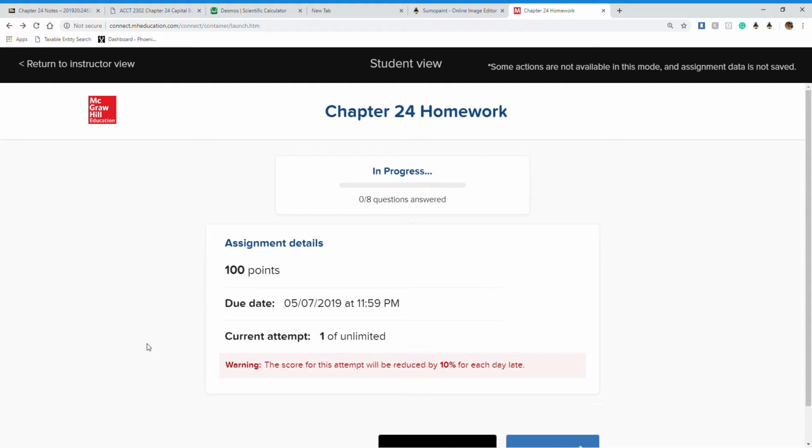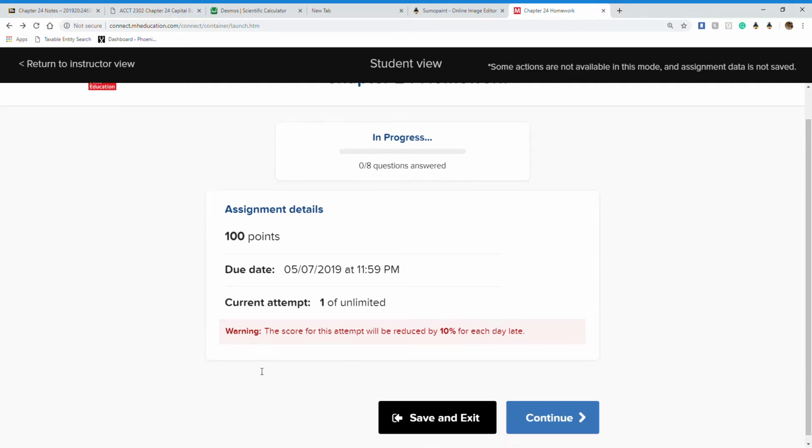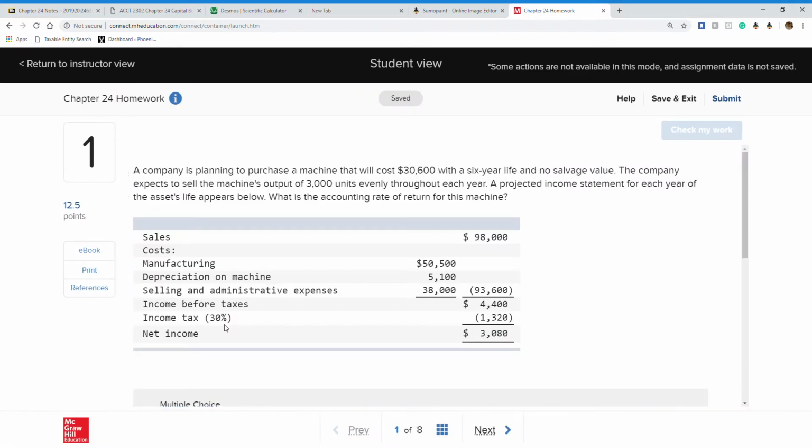So, without further ado, we're going to go ahead and hit up chapter 24. Chapter 24 again gives us three methods that we have to work with. One happens to be, of course, the payback method. Then we have the accounting rate of return, and finally using our charts. So, question number one deals with another company.